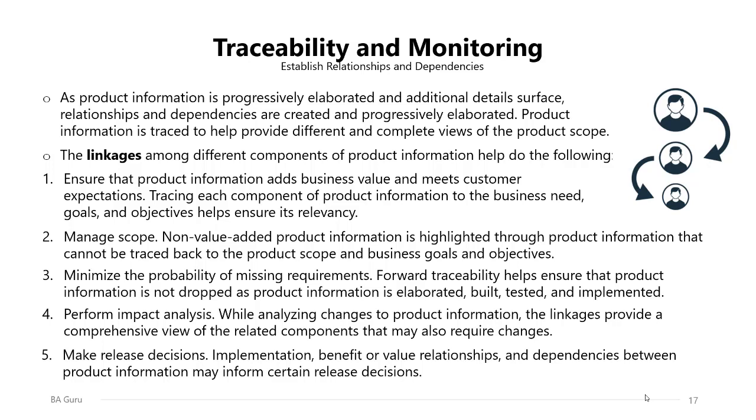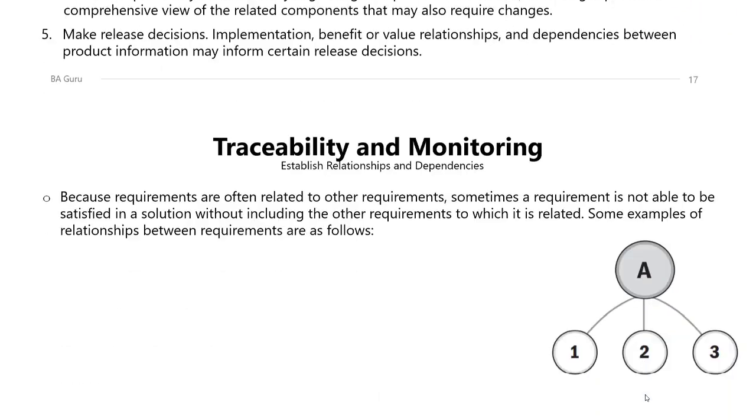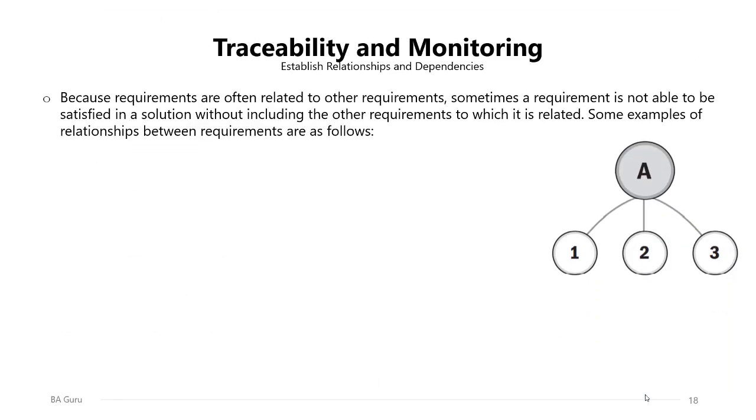Ensure product information adds business value, manage scope, minimize the probability of missing requirements, perform impact analysis, and make release decisions. Because requirements are often related to other requirements, sometimes a requirement is not able to be satisfied in a solution without including the other requirements to which it is related. Some examples of relationships between requirements. I had one question in my PMI PBA exam about these types of relationships.